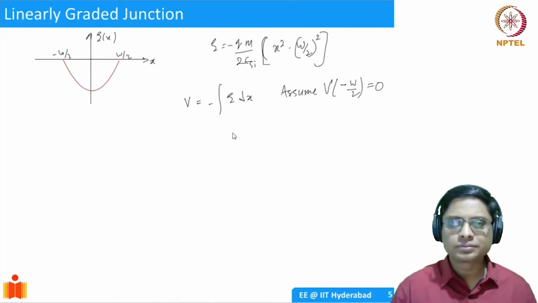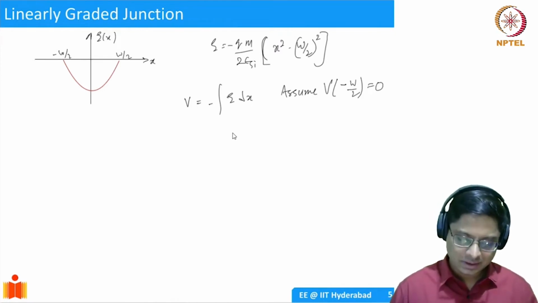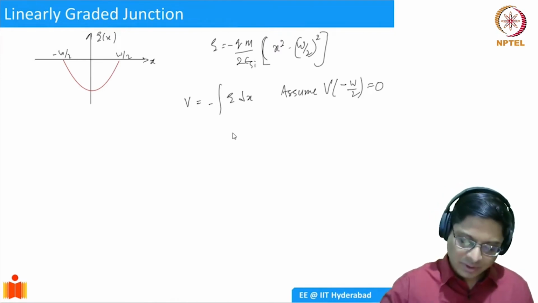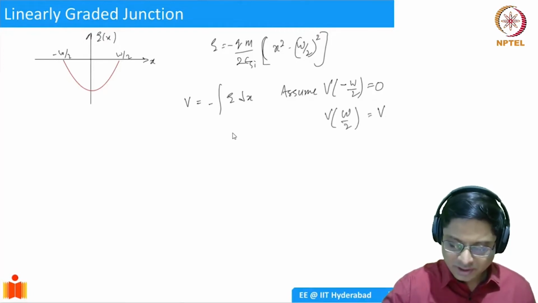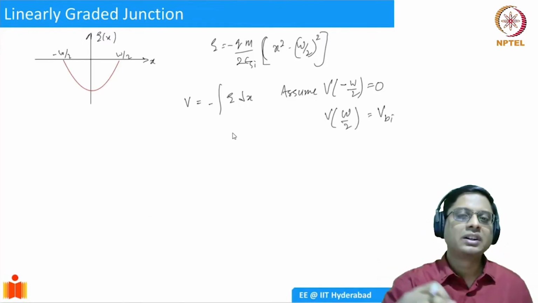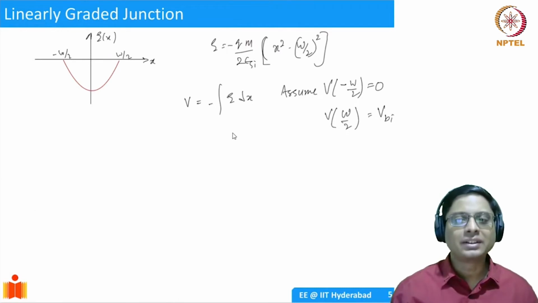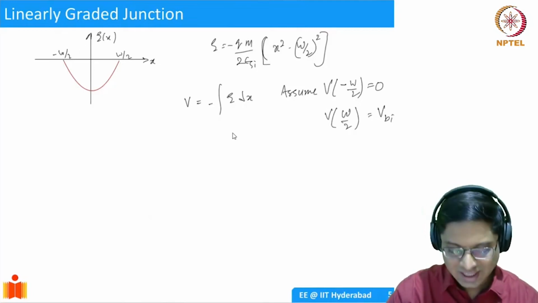Integrate it, and you're going to get some number. So this is one of the boundary conditions, and we can say that V of W by 2 equal to V built in. So you integrate all across the depletion region, and whatever you get is built-in potential, right? So V at W by 2 is built-in potential. So you can integrate this. I will leave it to you.